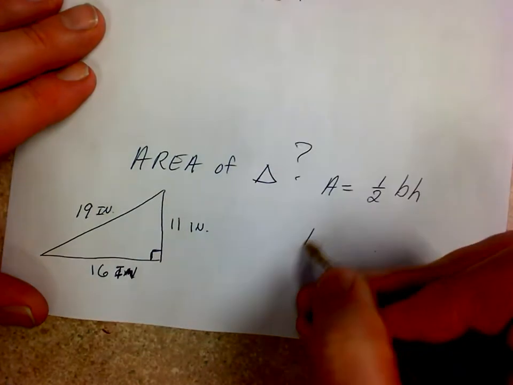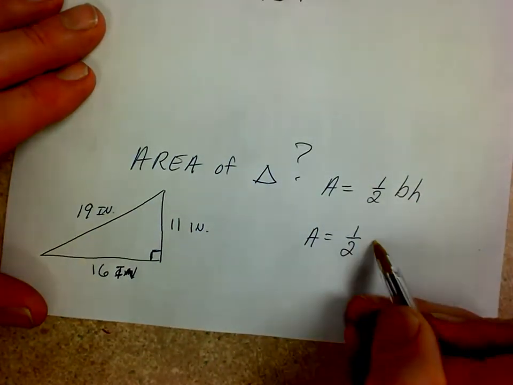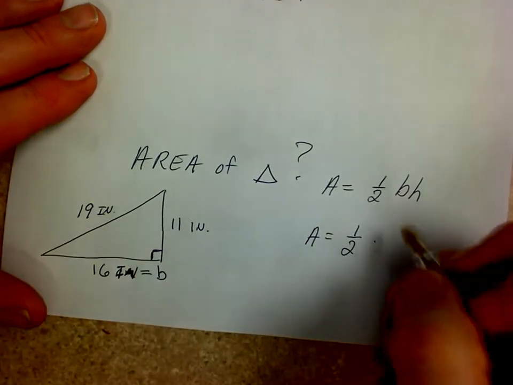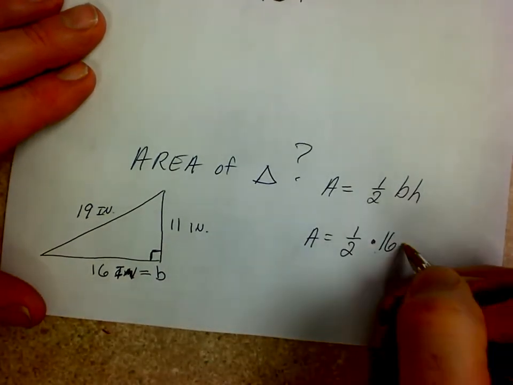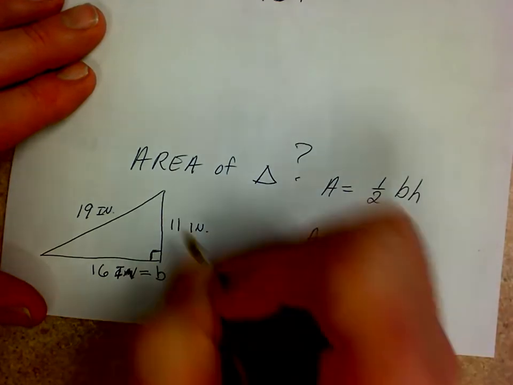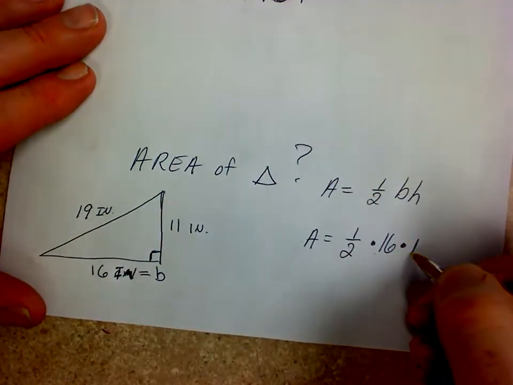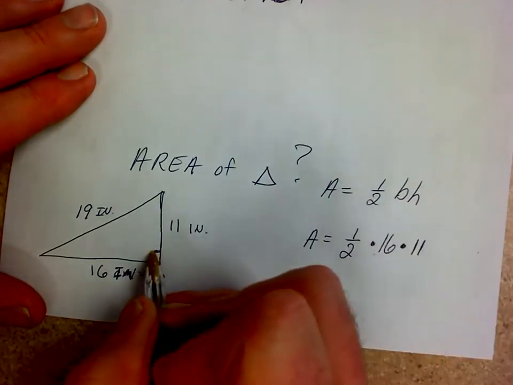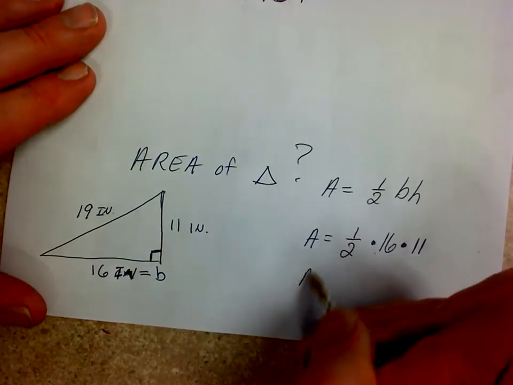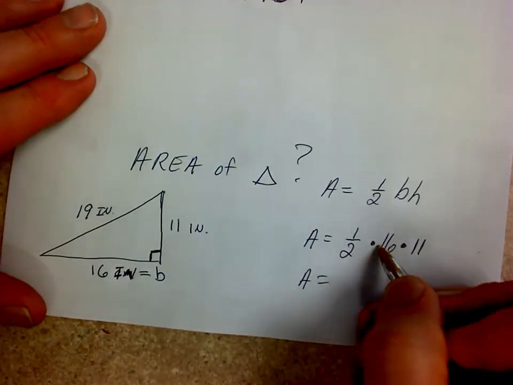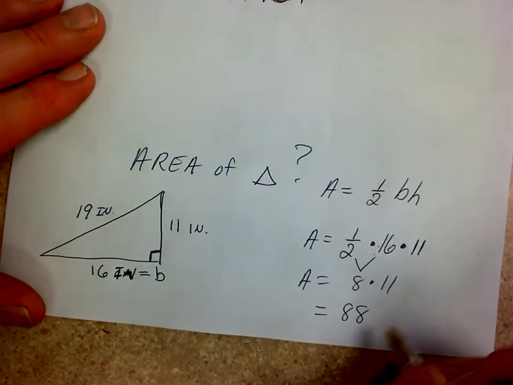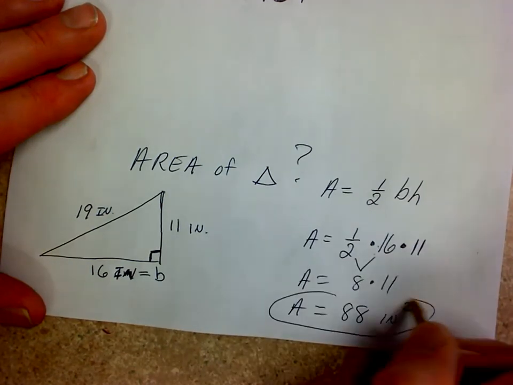So based on that, we need to determine which side is our base. 16 inches is our base, so we can substitute in the 16. And our height is 11. Remember, base and height usually are perpendicular here. So the area is 1/2 times 16, that would be 8. So 8 times 11 is 88 square inches for the area. Okay.